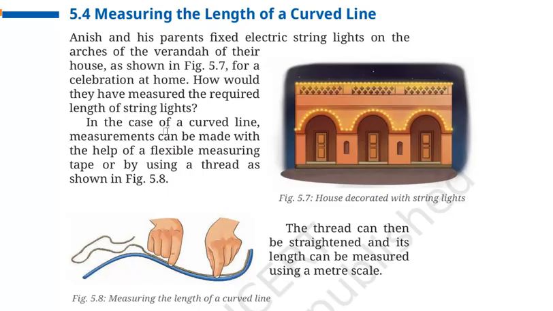So in that case, what you need to do is measure the curved line by using a flexible measuring tape, or you can also use a thread. As you can see in figure 5.8, the person is using a thread. Now with this thread, they will take the measurement and put it on a scale and see how much the thread measures, and then they can easily buy that amount of light to decorate their house. So the thread can be straightened and its length can be measured. How? By using a meter scale.